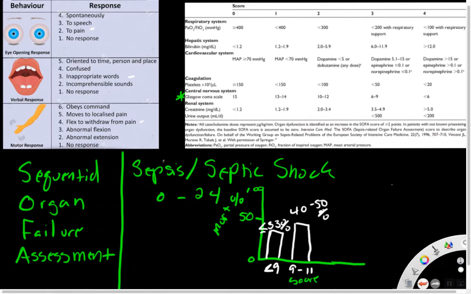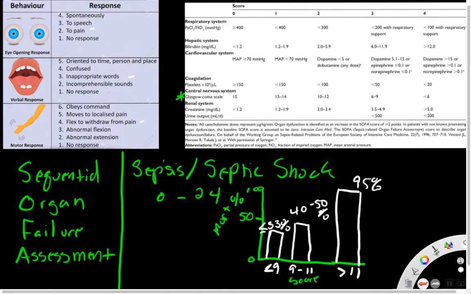All right. Then a score of greater than 11 has a mortality rate, here we are, of approximately 95%. Okay? So this is based off of the initial assessment. So if someone comes into the emergency department and their SOFA score is less than 9, we would assume that they have a 33% chance of mortality or less given their current state.